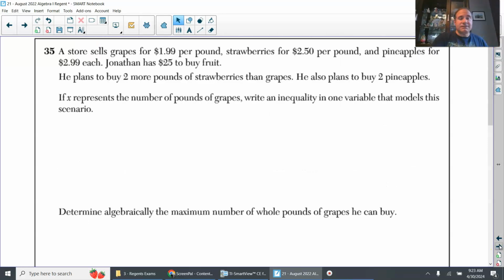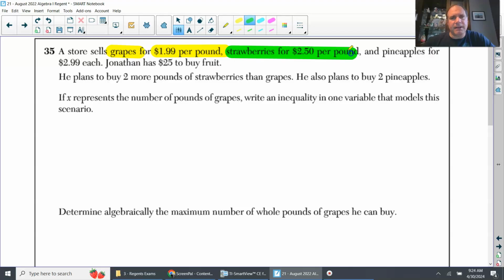Not an easy question is number 35, where you would have to actually go ahead and read. This is the problem here that is not so easy and straightforward. But let's see if we can go through it. The store sells grapes for $1.99 a pound. I'm just going to highlight, and that's grapes. For strawberries, that's $2.50 per pound, and for pineapples, that is $2.99 each. So Jonathan has $25 to buy fruit.